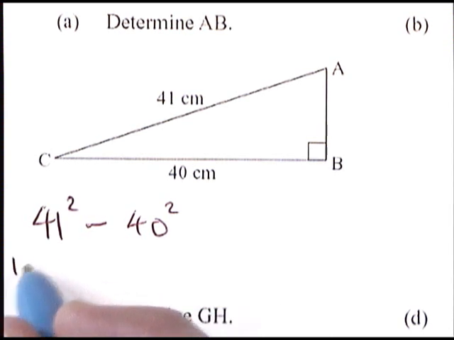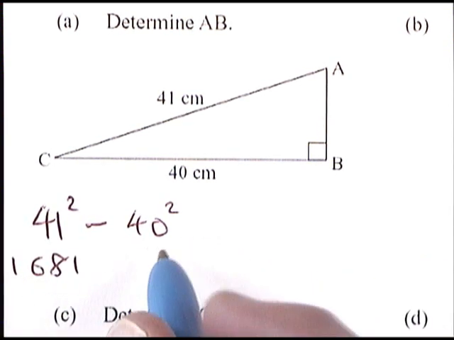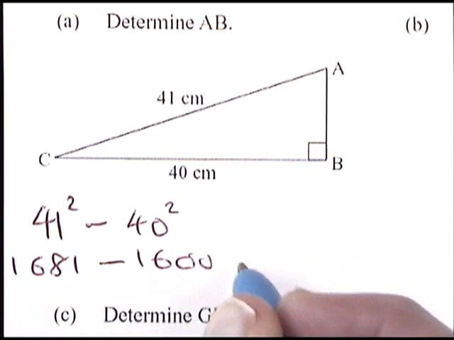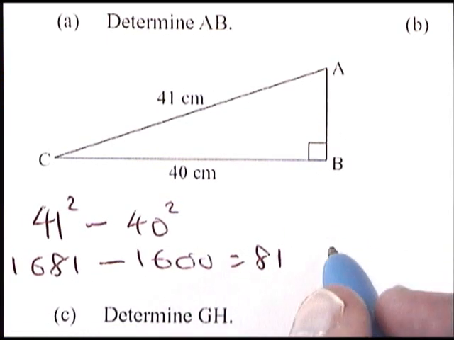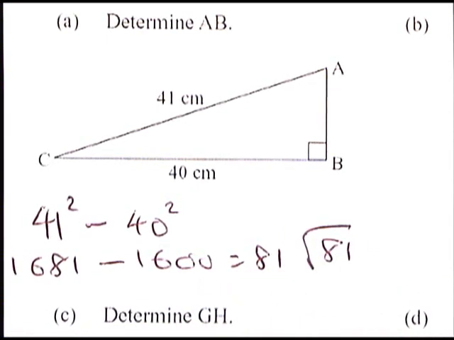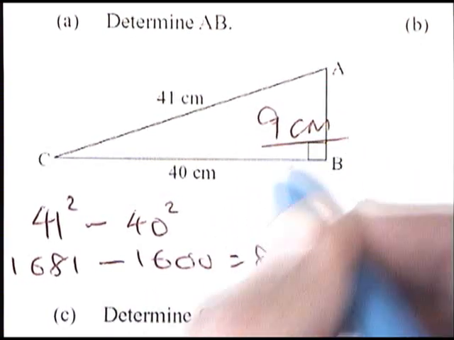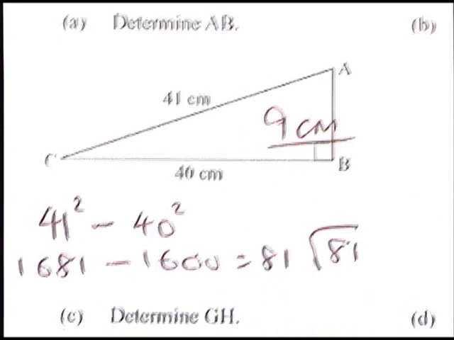41 squared is 1,681. That's 41 times 41. 40 squared is 1,600. Do the taking away, you get 81. Final step you need to do is then square root the 81. And that gives you an answer of 9 centimetres. The answer to part A, 9 centimetres.